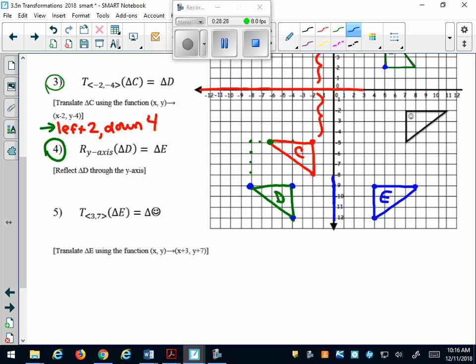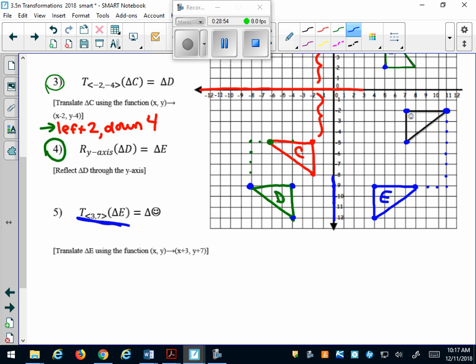Now, we're going to check. If I go to the right 3 and up 7, will I end up on this smiley face? So to the right 3, 1, 2, 3, and up 7, 1, 2, 3, 4, 5, 6, 7. It worked. Then it maps, and then I know that I did it right.